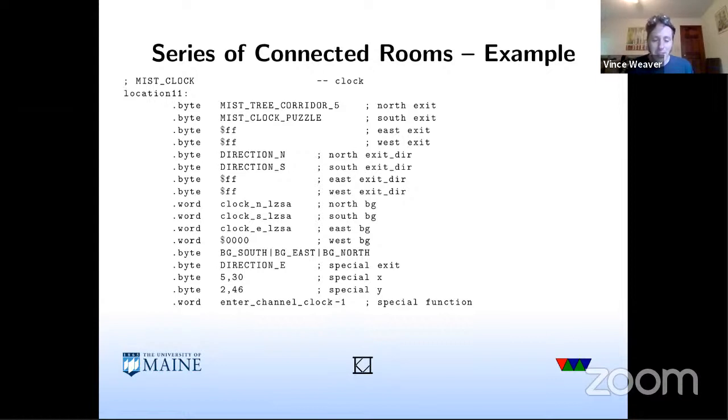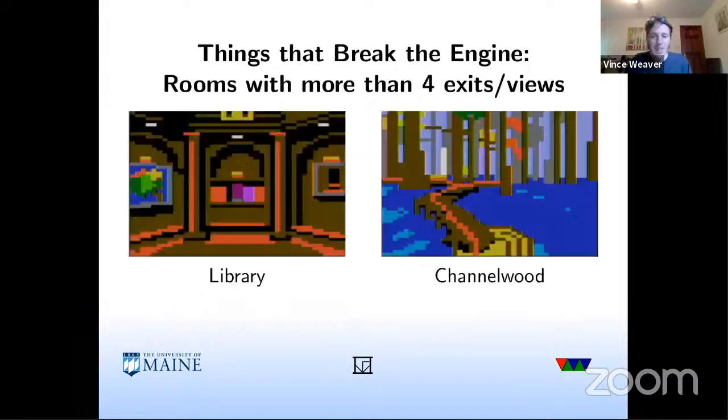And this is tricky because it means that you can only have one clickable object on the screen. In some cases in the game, especially near the marker switch and the generator, there are actually multiple things you want to be able to click on. So that gets a little tricky sometimes. Other things that break the engine: rooms that have more than 4 exits or views. The library is one, it's got 8 things you can look at. Channelwood is a nightmare for other reasons too, but the little pentagon platforms you're on, you can look 5 different ways or whatever, and that just makes it more difficult too.